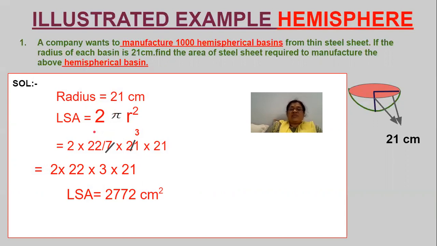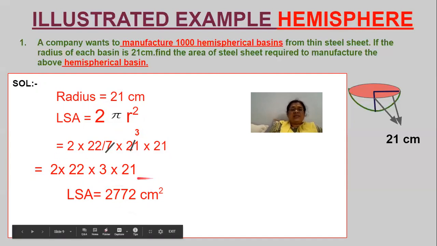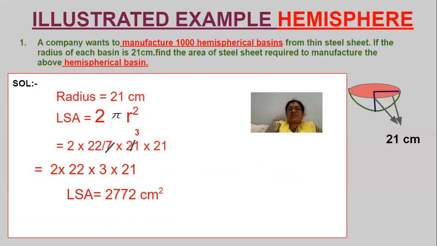And the lateral surface area of a hemisphere, the formula is 2 pi r square. We have substituted here 2 into 22 by 7 into r, which is 21, into 21. So 7 cancels with 21 three times. What remains in the numerator is 2 into 22 into 3 into 21. When you multiply, you will get this value. This is the lateral surface area of the hemispherical basin. Okay, finish the problem.